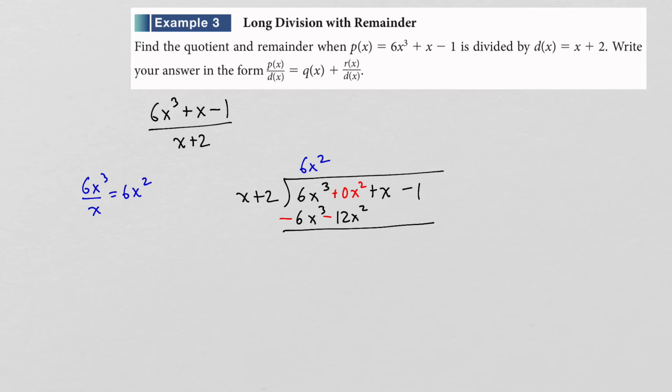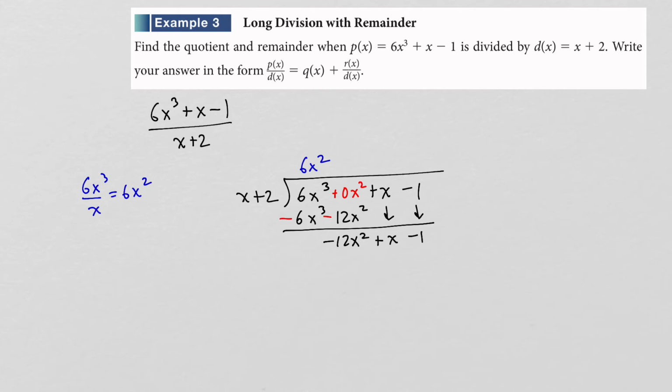Now, this is why you want to have the 0x squared here, because notice now we have like terms that are lined up. If this x had been here, then you would have lined up unlike terms, and it makes it a little bit harder to see what is happening. But in this case, we know that these cancel out, and 0x squared take away 12x squared is negative 12x squared.